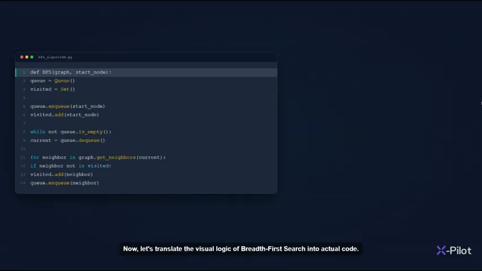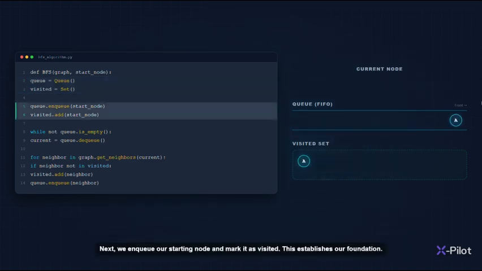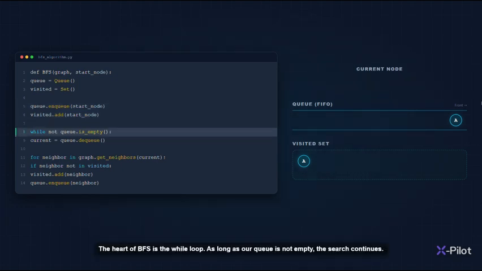Now, let's translate the visual logic of breadth first search into actual code. We start by initializing a queue to keep track of nodes to explore and a set to remember the nodes we've already visited. Next, we enqueue our starting node and mark it as visited. This establishes our foundation. The heart of BFS is the while loop. As long as our queue is not empty, the search continues.